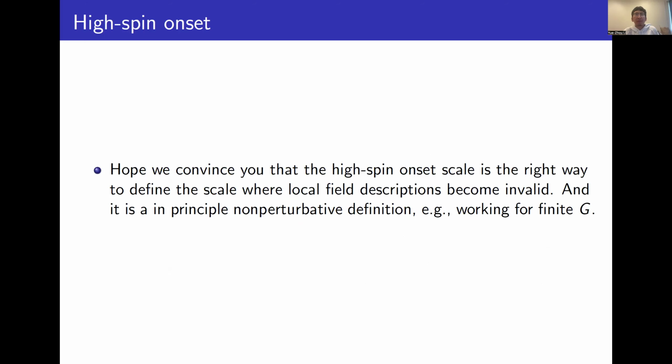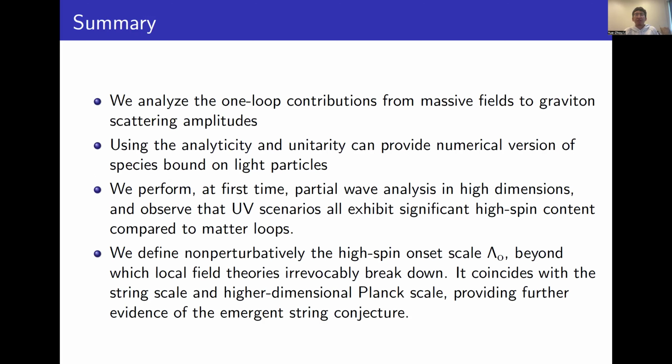So I think I should just summarize soon. I hope we convinced you that the high-spin onset scale is the right way to define the scale where local field theory descriptions become invalid. And it is in principle a non-perturbative definition, so we expect it to work for finite G Newton. So the summary is of what Simon said and what I was just describing.